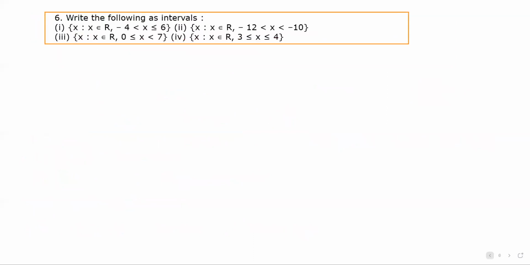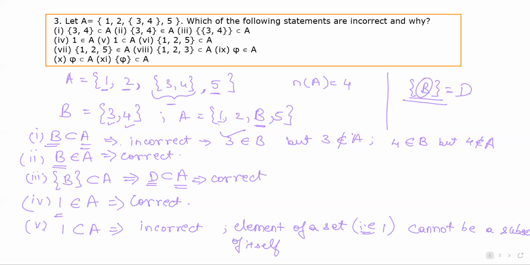Sixth part is {1, 2, 5} is a subset of A. So what does this mean? Your A is given as {1, 2, B, 5}. 1 is present over here, 2 is present over here, and 5 is present over here. So this is a true statement, correct?